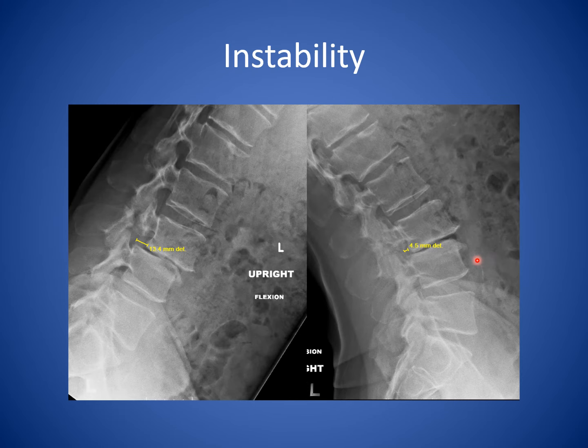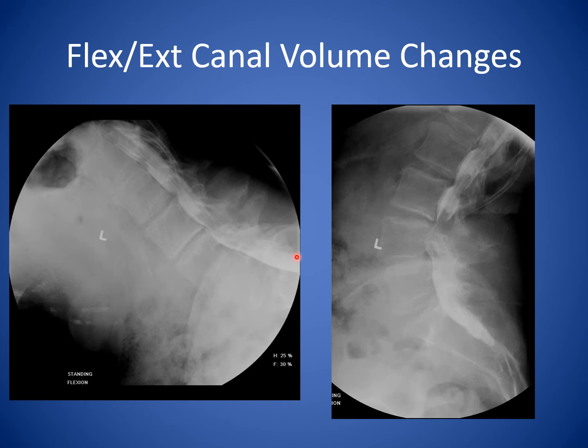Now, instability is measured through, as we talked about, flexion extension. Here, when the person bends backward on extension, there's a 4.5 millimeter slip, and when they bend forward on flexion, there's a 13.4 millimeter slip. Now, if you look carefully, you're going to see a pars defect. So this particular one is an unstable isthmic spondylolisthesis. I wanted to put this in.